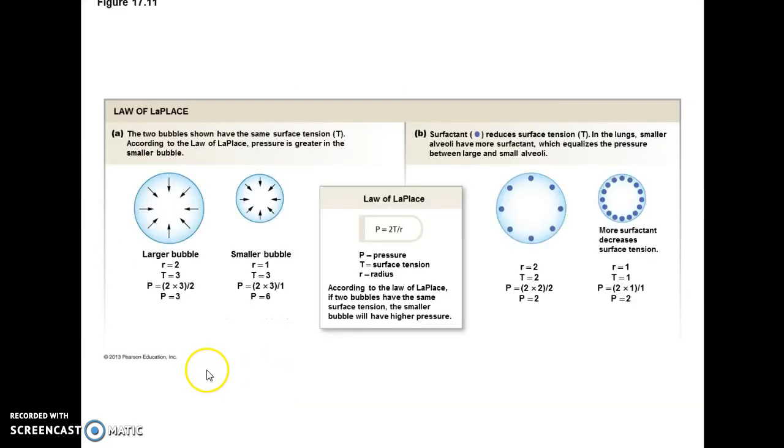All right. Don't worry about the law of Laplace, and again, don't worry about calculations, but don't forget that surfactant reduces surface tension, right? And so what that does is it prevents these from sticking together. Okay, so surface tension is like when water droplets get close to another water droplet, they come together into one big droplet, and that's because they have a lot of surface tension.